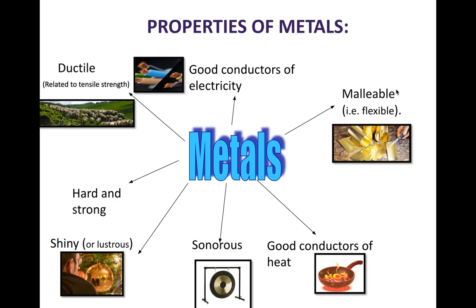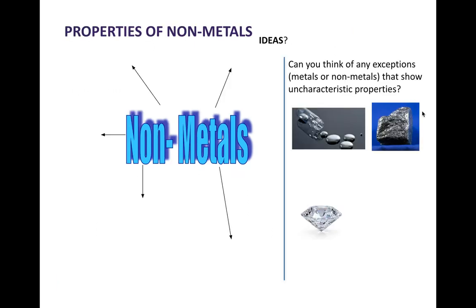Another thing that's interesting about metals as well is that they tend to be malleable, and that means that we can shape them into whatever shapes we want quite easily. Okay, so malleable means they can be shaped. So all of those are properties so far.